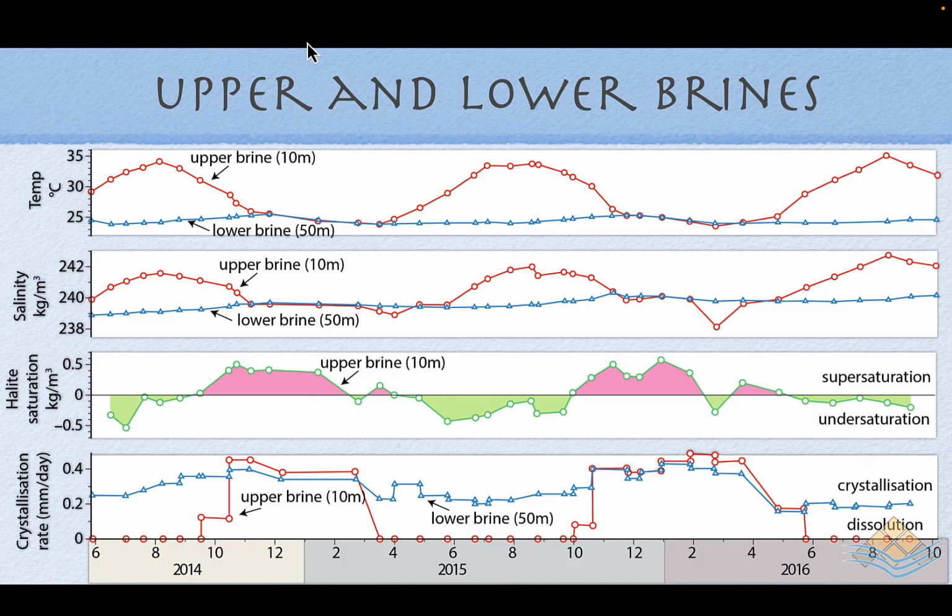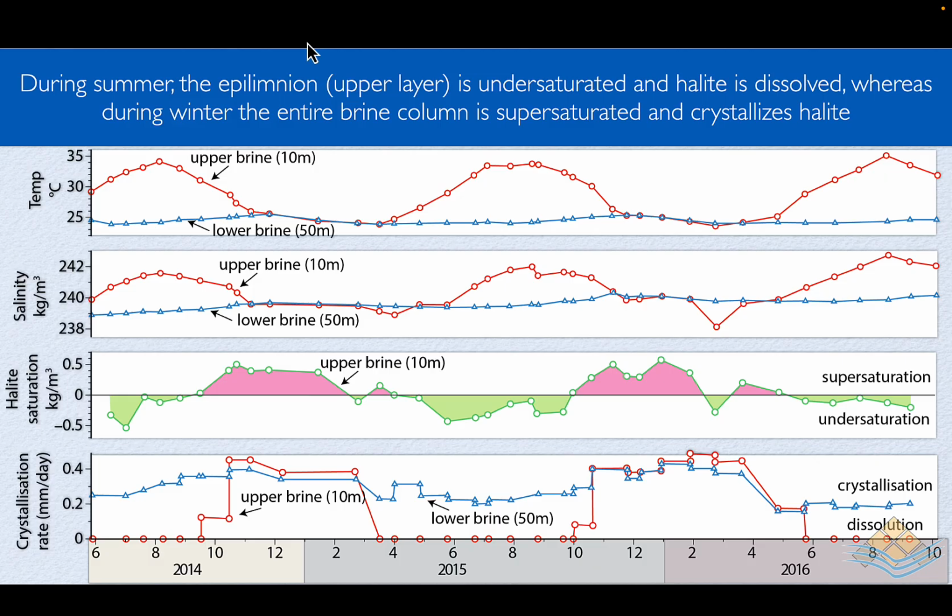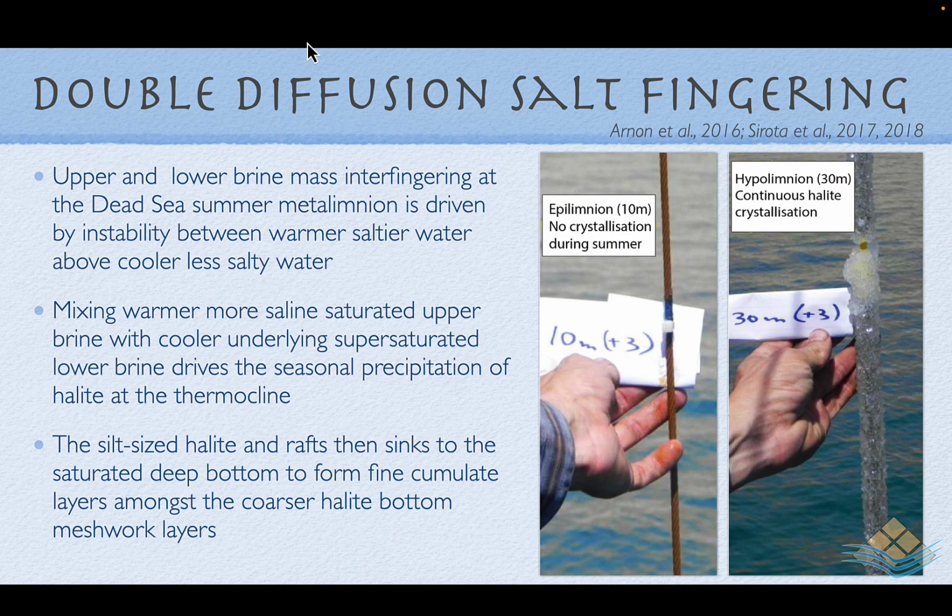But when we pass into winter, there is crystallization on the whole column from the brine surface all the way down to the bottom. During summers, the epilimnion is undersaturated, and so halite, in effect, is dissolved, whereas in the winter, the entire brine column is supersaturated and crystallizing halite. This leads to a mixing mechanism documented here for the first time, which is a significant one for ancient halite bodies as well, known as double diffusion salt interfingering.